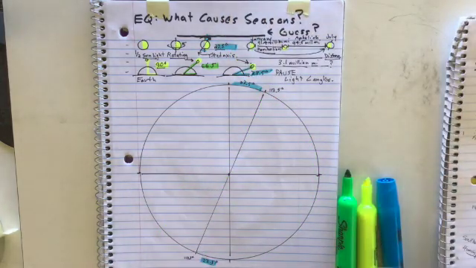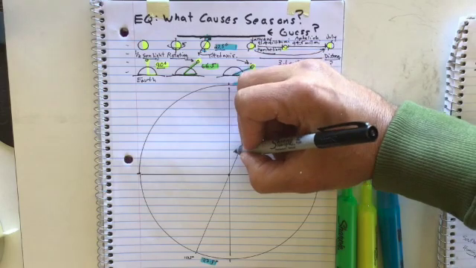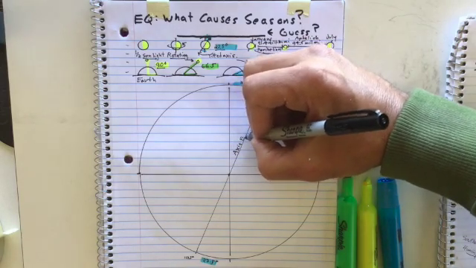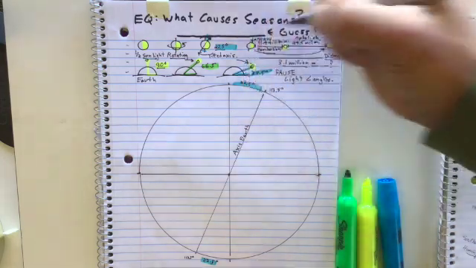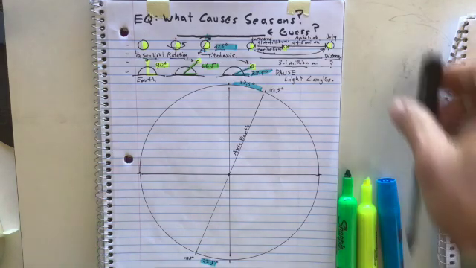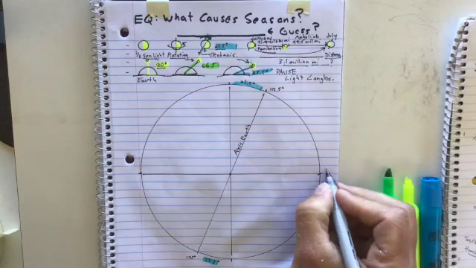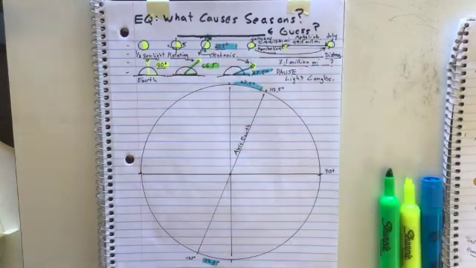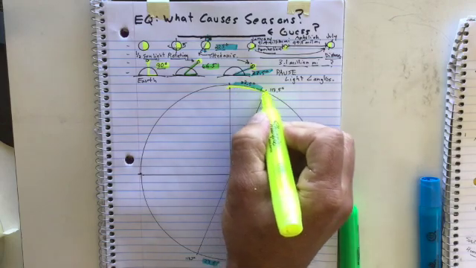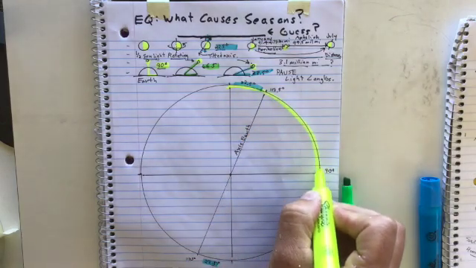Okay, and let's label this. This is the axis of the Earth. Okay, tilted. All right, next step. And again, just to be clear, this is a 90-degree angle right here. If we go from here to here, that's 90 degrees.